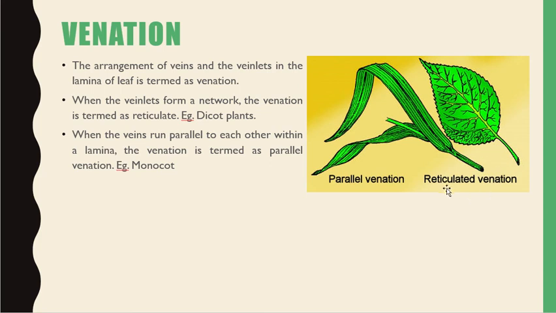So the next venation pattern is reticulate. Here you can see the veins and veinlets form a network, and they occur in dicots.